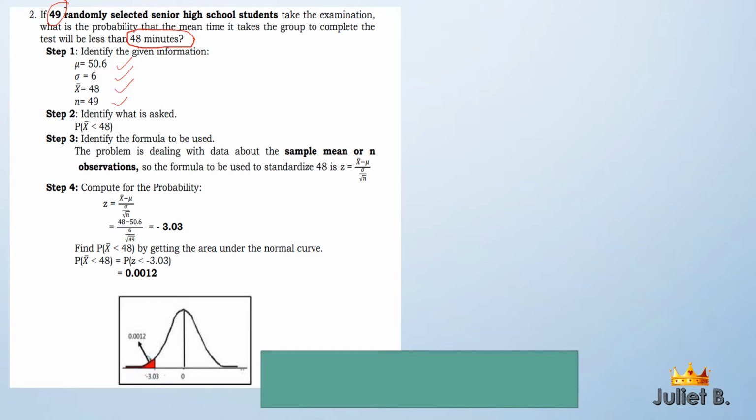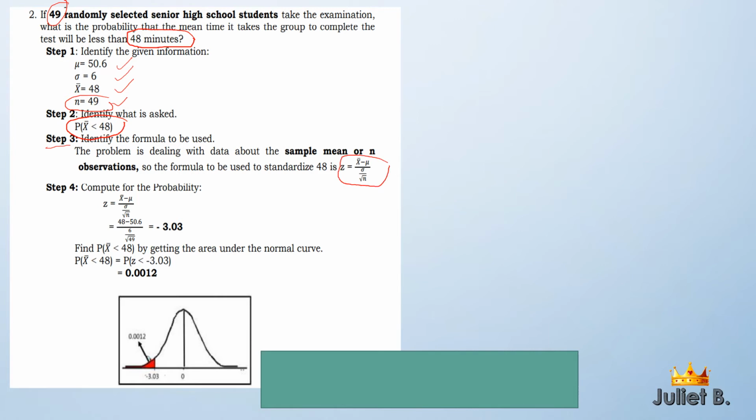Step 2, identify what is asked. So, ayan nga, what is the probability that the mean time it takes the group to complete the test is less than 48 minutes? Kaya, the probability of x-bar less than 48. The probability of the mean time, the sample mean less than 48 minutes. And then, of course, step 3, let us identify the formula to be used. Since present ang sample size, we will be using the second formula.